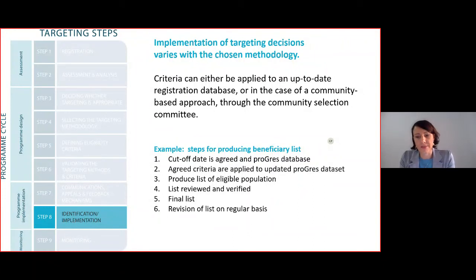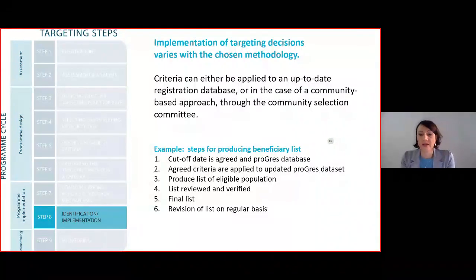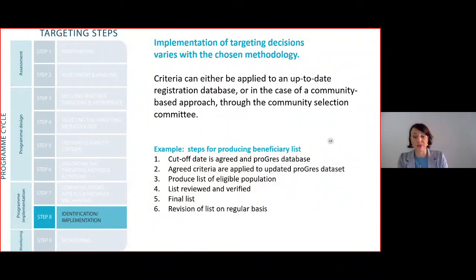There are specific steps that are required, especially if we are using proGres data sets. I'm not going over this now, but again, in the guidelines, there are really detailed examples of how to use proGres data and eligibility criteria to derive the list of eligible population or the target population.